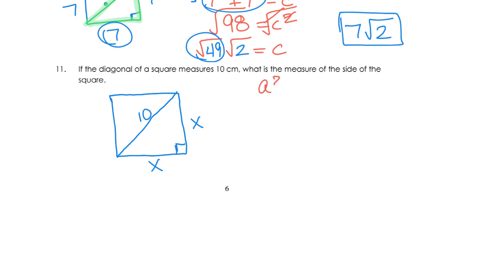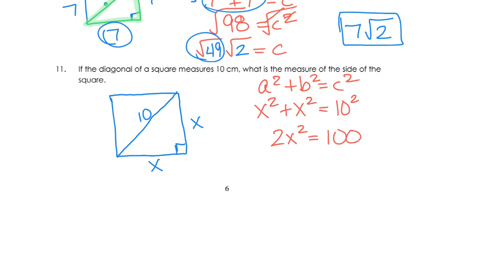But we can still use the Pythagorean theorem. We can sub in the same variable for A and B, and 10 has to be the hypotenuse this time. Do a little algebra. X squared plus x squared is actually 2x squared, and 10 squared is 100. We're going to divide by 2, and that way x squared comes out to equal 50. We're going to go ahead and square root both sides.